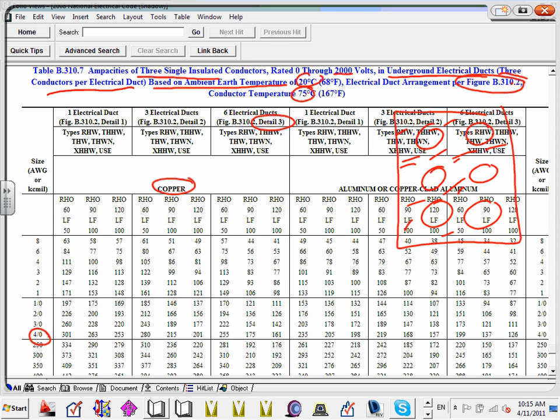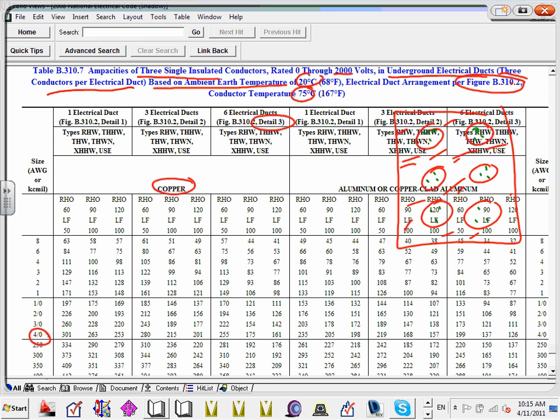Here's detail number 3. And how many conductors? 1, 2, 3, repeated for each set. Here's detail number 3. I decided to put 6 circuits encased in concrete. And all of them are low voltage circuits, 600 volts or less. And each one of them is carrying 4-aught.